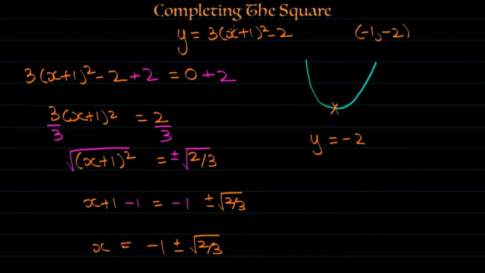And when is (x plus 1) squared 0? It's 0 when x is minus 1. So that will give us the coordinates of our turning point. And so just to recap, the x coordinate is given by the negative of the value inside of the brackets, and the y coordinate of the turning point is given by the number outside of the brackets over here.